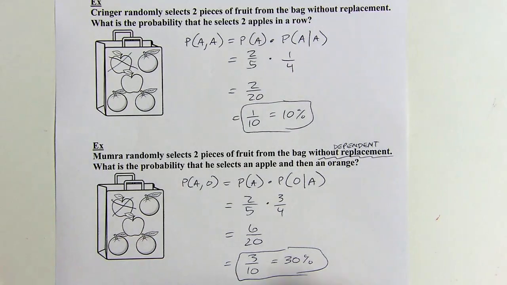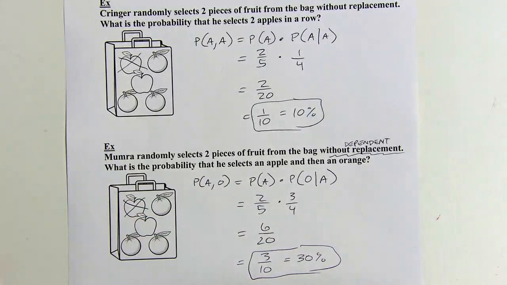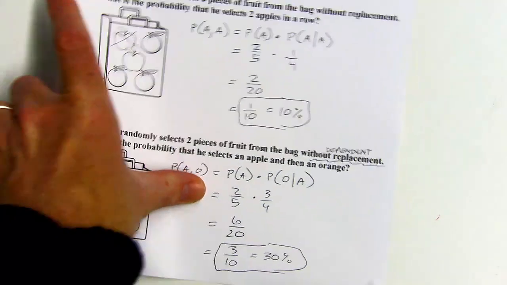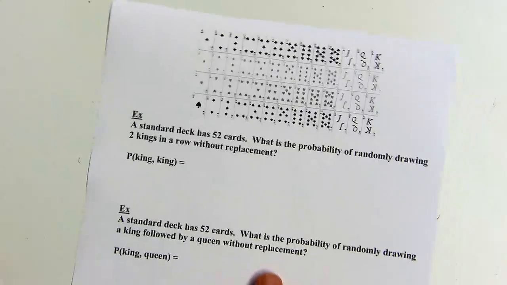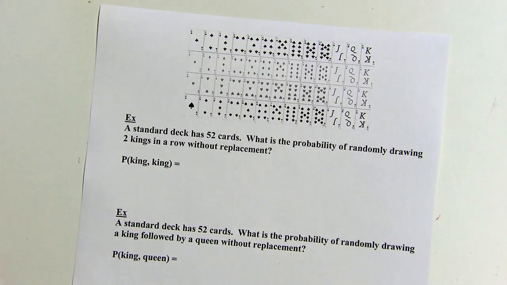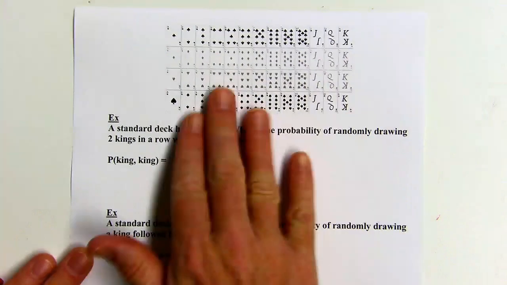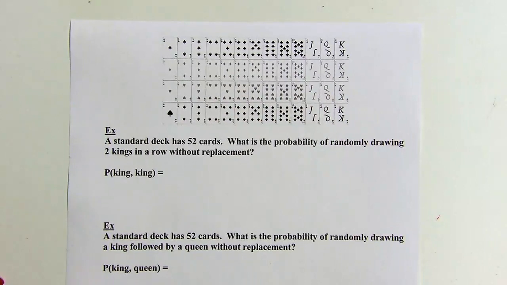All right, let's look at some more on the next page. We're going to look at a deck of cards. I used to assume that everyone knew the contents of a deck of cards, but I'm not so sure anymore. Maybe people don't use them as much. So there's what a deck of cards looks like, a standard deck of 52 cards.